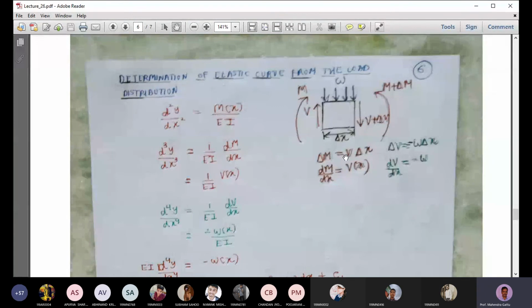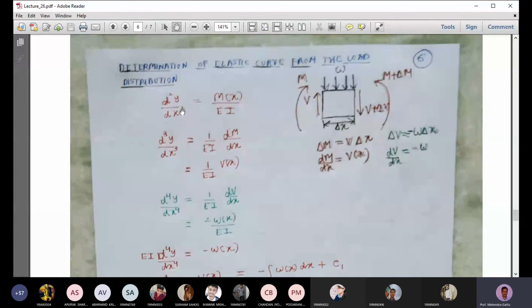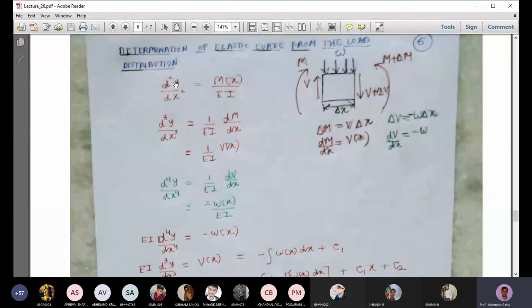Okay, so dM by dx, the slope of the bending moment, is V of x. So these two things we know. With this information, we'll look at this equation and find some more insight. So d square y over dx square is M of x by EI. So what we'll do, we'll differentiate this term.